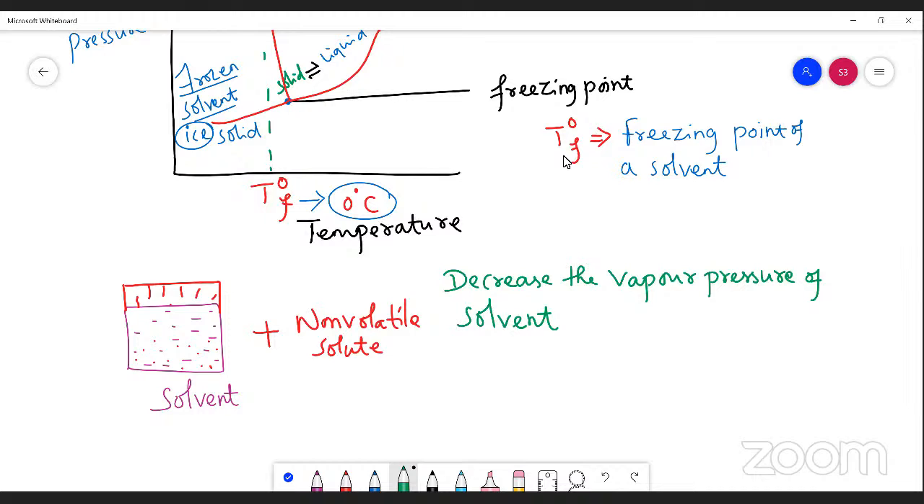This concept I am going to indicate in terms of a graph. I am taking one solvent, water. Water I am going to freeze, it is converted into ice. This is one case. Now in the same condition, water, if I add a non-volatile solute, for example urea, what happens to the freezing point? I am going to explain.